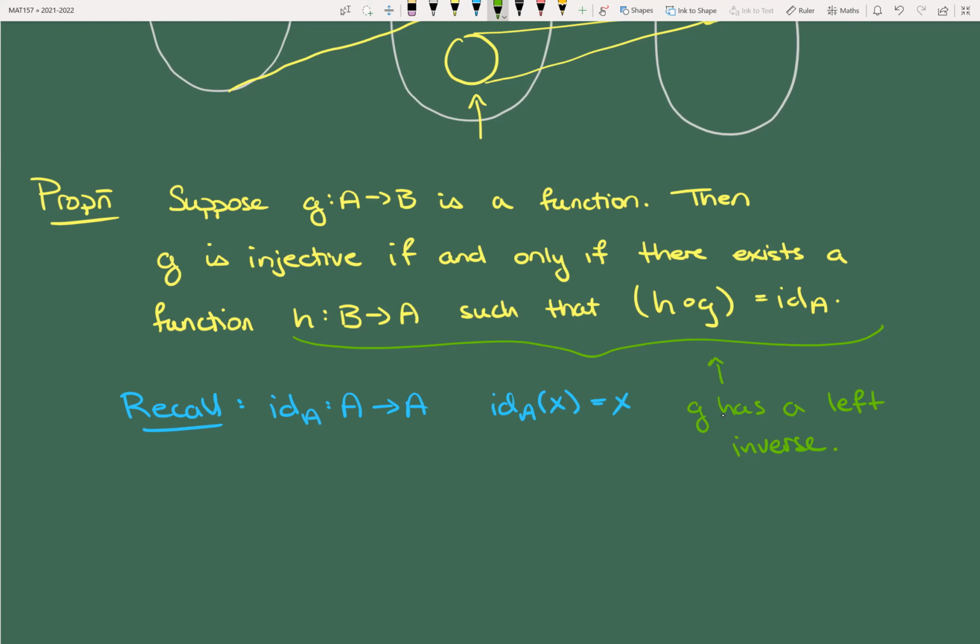Maybe we could write that as a comment. So a function is injective if and only if it is left invertible. Okay, so that's basically what this comment is.